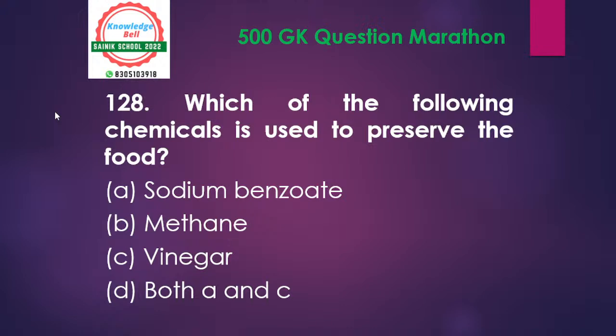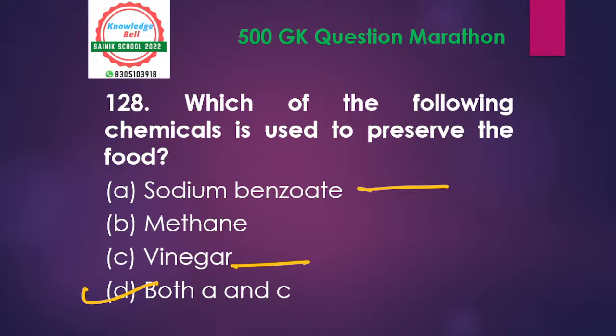So we are talking about the preservation of food. Food को अगर हमको preserve करना हो, so what are the chemicals that can be used? So correct answer is option D. हम sodium benzoate भी use करते हैं, we use vinegar as well. Both of them are used for the preservation of food.